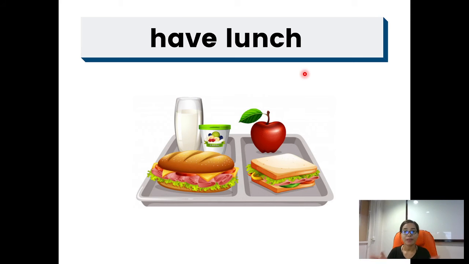Okay, so after we have our morning activity, we are going to have lunch. Lunch. Okay, so if we have our breakfast in the morning, of course, we are going to have our lunch in the afternoon or noontime. Okay, have lunch. So look at the picture. What can you see? So we have here an apple, one yogurt, a glass of milk, a sandwich. I think it's a clubhouse sandwich. What is this one? Wow, it looks like Subway. Looks delicious. Okay, have lunch.